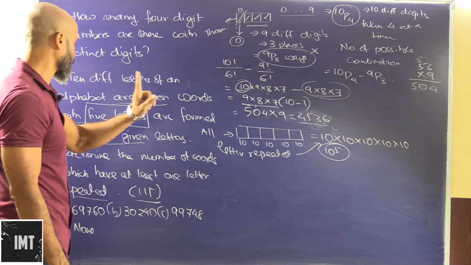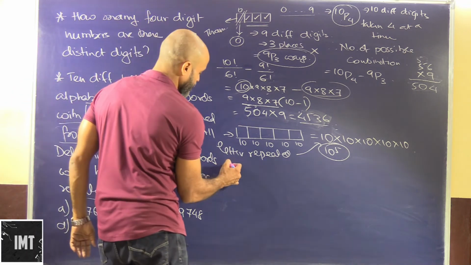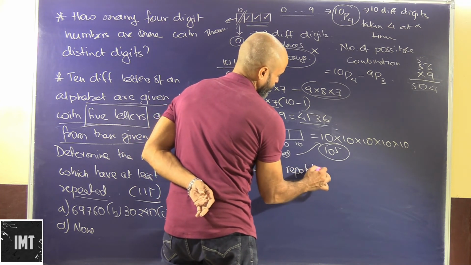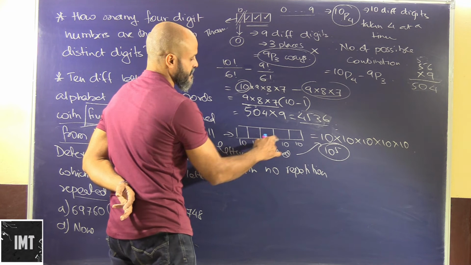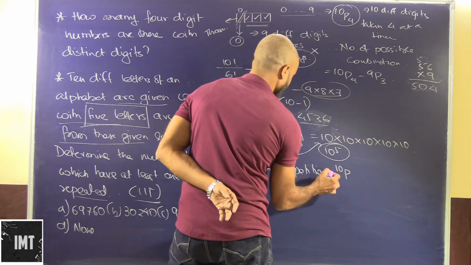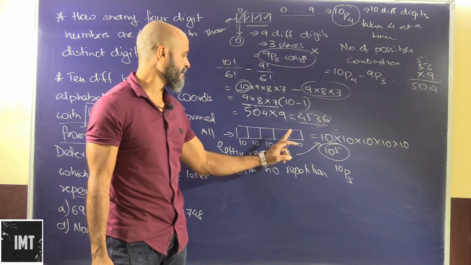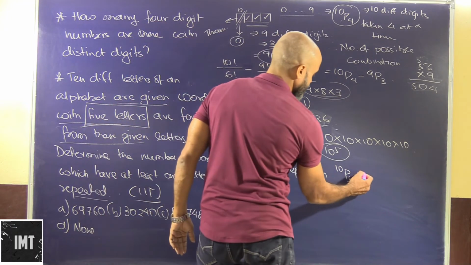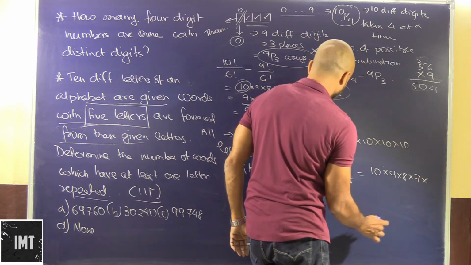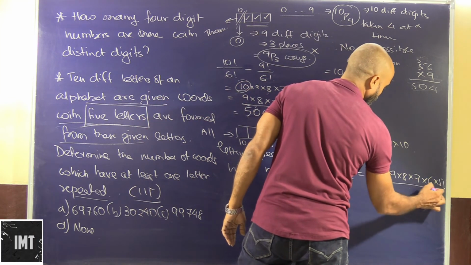Now for at least one letter repeated, we will have to check. With no repetition, it is going to be 10 9 8 7 6, or we can say 10P5. So this will be factorial 10 upon factorial 5.